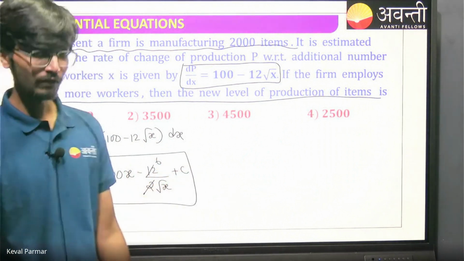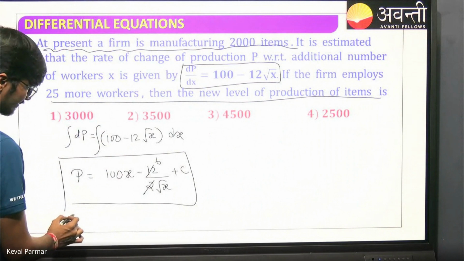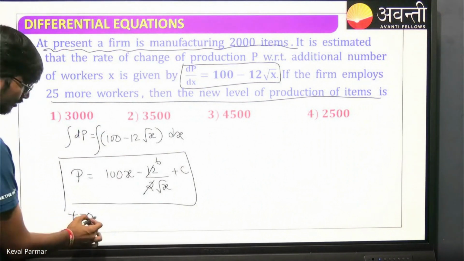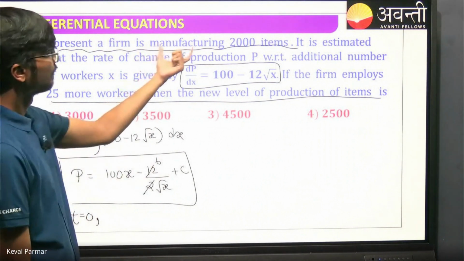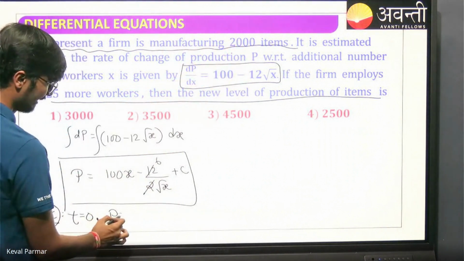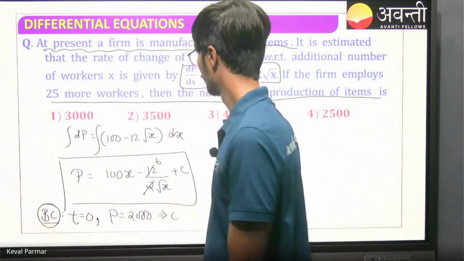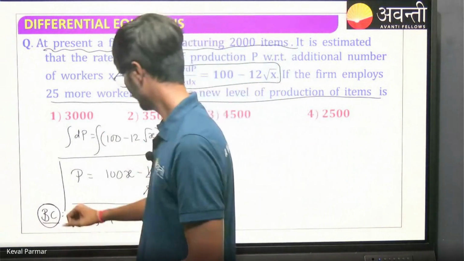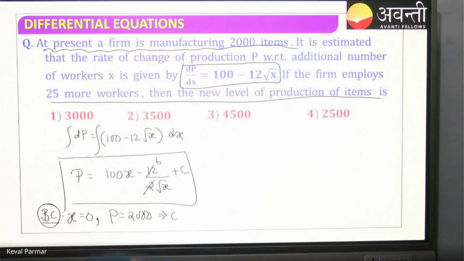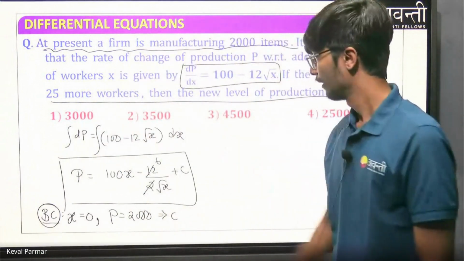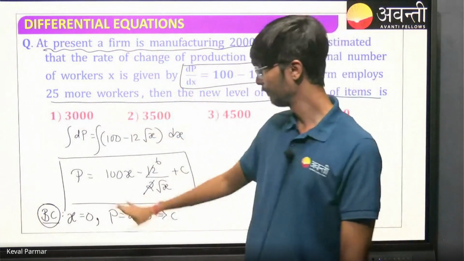Now to get the value of c, a boundary condition will be given. I said this is the boundary condition at present. At present means time t equals 0. The firm is manufacturing 2000 items. That means P equals 2000. So substitute these two values. Sorry, where is t? No, sorry, x equals 0. So x equals 0 at present means there are no additional workers. After that, they added 25 more workers. So x equals 0, P equals 2000.